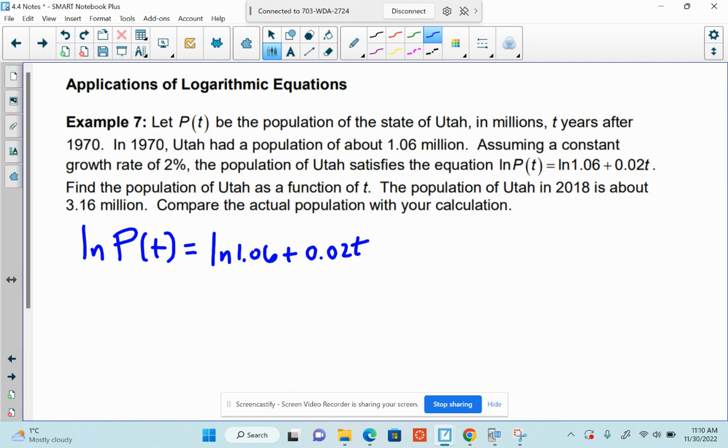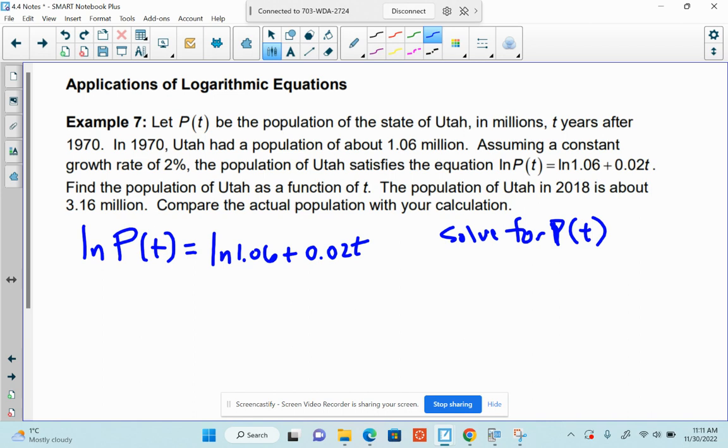Okay, P of T is the population, time T is the number of years after 1970. Find the population of Utah as a function of T. So I'm supposed to solve this for P of T. I'm looking for the population as a function of time. Population in 2018 is about 3.16. We're going to use the function P of T once we find it to see what our model would tell us.